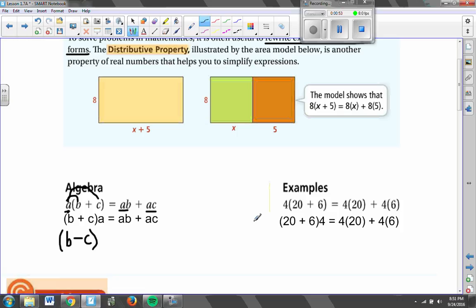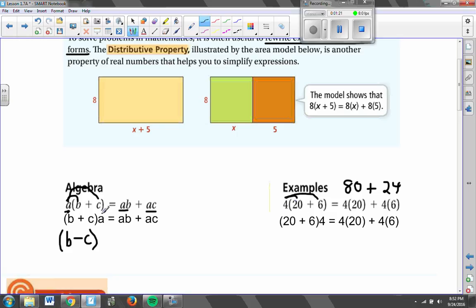Okay? For example, if we had 4 times 20 plus 6, we would do 4 times 20 and 4 times 6. 4 times 20 we know is 80, and 4 times 6 we know is 24. So I've rewritten this problem with no parentheses. Now it just says 80 plus 24, which is something we can probably deal with much easier and nicer than 4 times 20 plus 6 in parentheses.